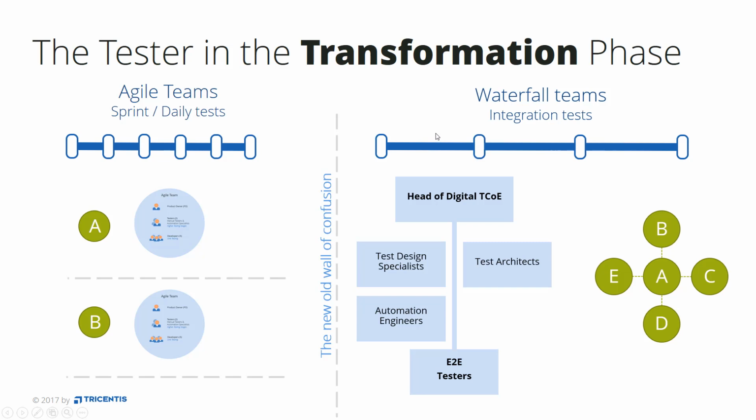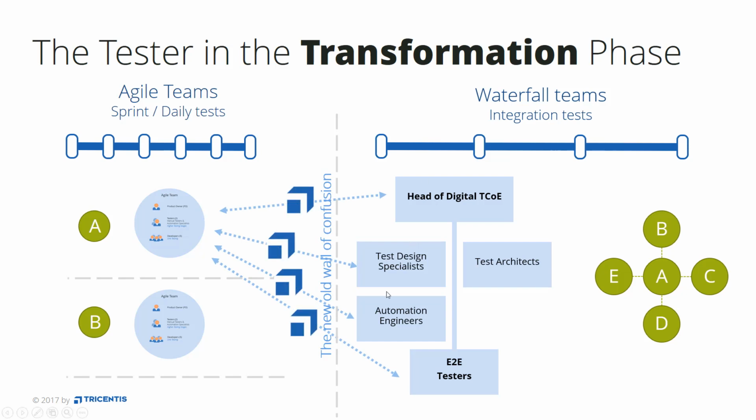And if you do testing, you need some information to test, and you have to sync them. So we have the new old wall of confusion in between, and we really have to make sure that we test the right versions, and that we test at the right moment the right release from the waterfall team. So we need some people from the Agile environments to do our, I would say, legacy tests to get the new releases and to have the synchronization in the right place.